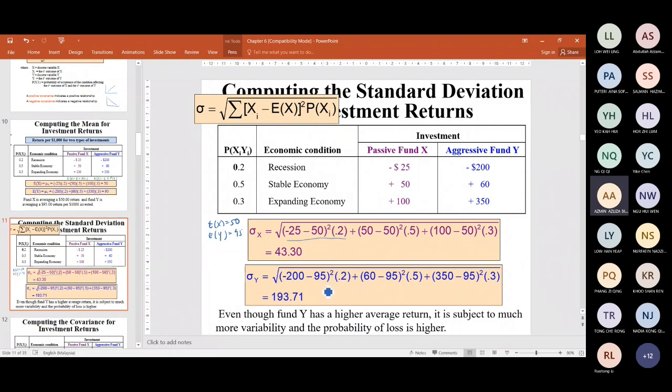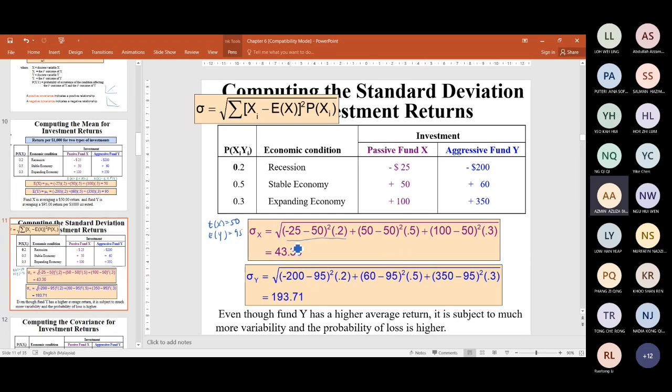The second one, for Y, the standard deviation is just the same. Each of this data minus your mean, which is 95, squared, because in the formula we have the square, times the probability. So negative 200 minus 95, squared, times 0.2. 200 minus 95 squared times 0.2. 60, the second one, minus 95 squared times 0.5. 350 minus 95 squared times 0.3. Okay, so we get this.